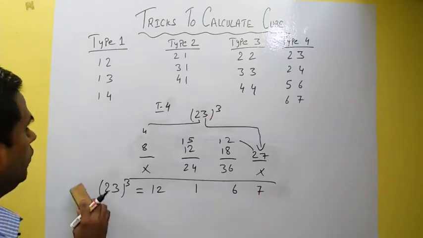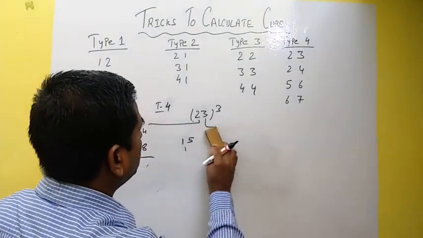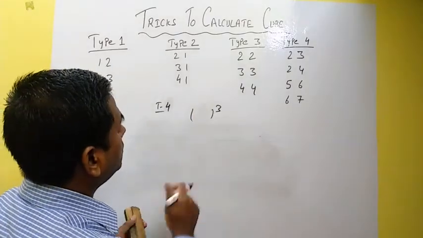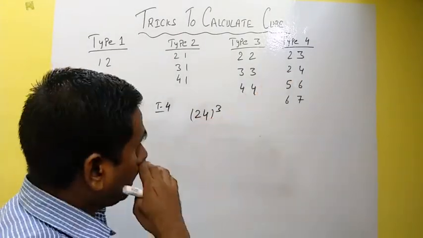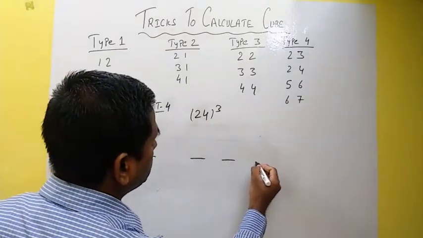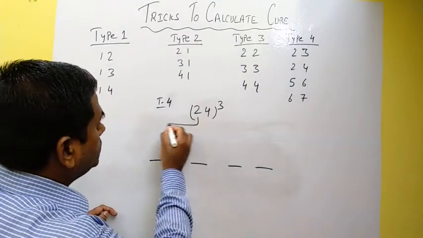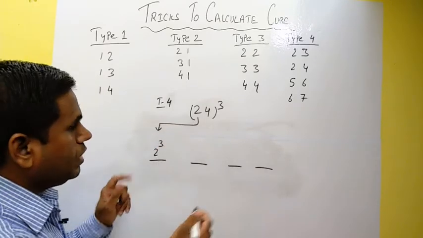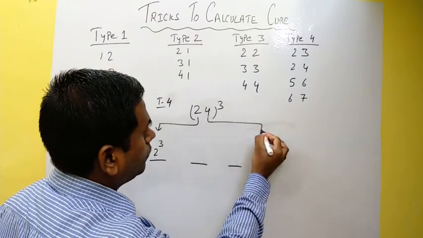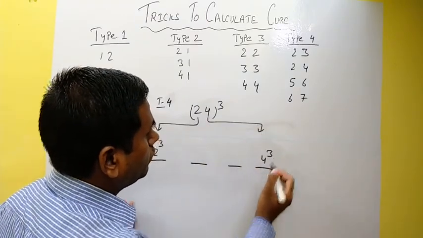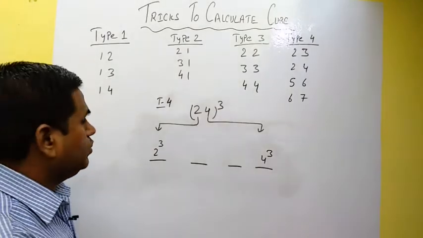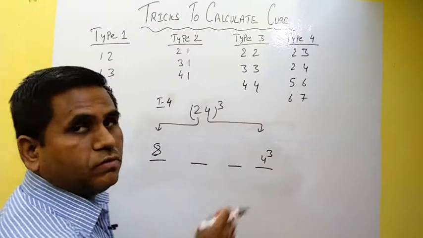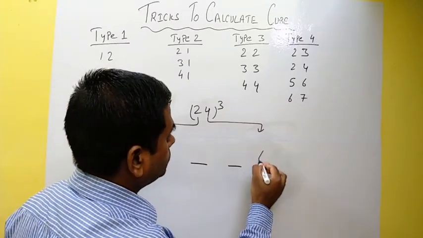Let us solve one more example, okay, so that it will become even more clear. So now I'll erase 23. I will write here 24. Let's see the next number. So 4-digit format. Now for the first digit we will write here cube of 2. Okay, and here we will write cube of 4. Fine. So now we know cube of 2 is 8 and cube of 4 is 64.